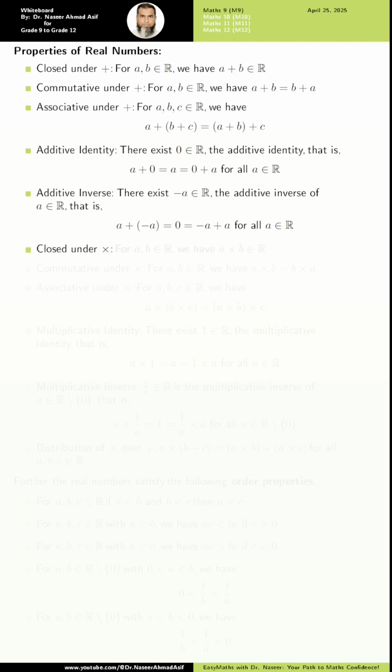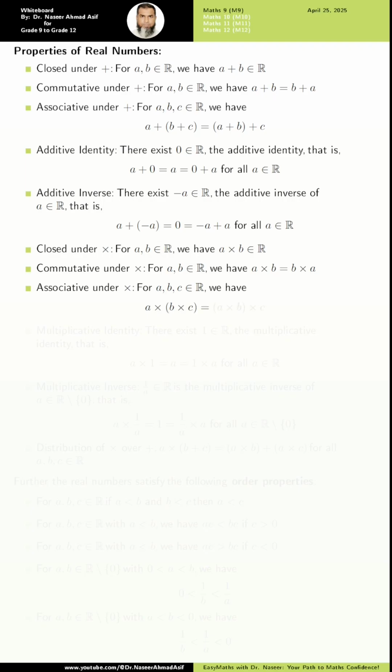Closure under multiplication. For a, b belong to R, we have a cross b belongs to R. That is, the product of two real numbers is also a real number. Commutative under multiplication. For a, b belong to R, we have a cross b is equal to b cross a. Associative under multiplication. For a, b, c belong to R, we have a cross b cross c is equal to a cross b cross c.